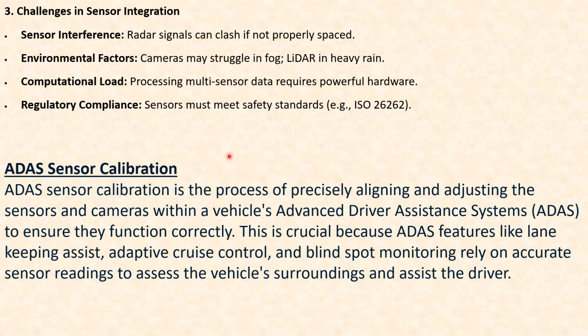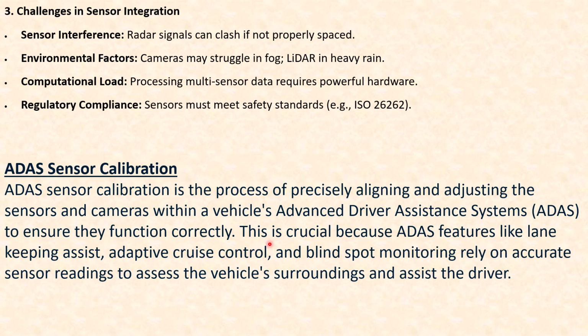Now let's briefly touch upon ADAS sensor calibration. ADAS sensor calibration is the process of precisely aligning and adjusting the sensors and cameras within a vehicle's advanced driver assistance systems to ensure they function correctly. This is very important. Identifying the sensor is one thing, placement is another, but the third most important thing is that it has to function correctly and accurately for a long duration.